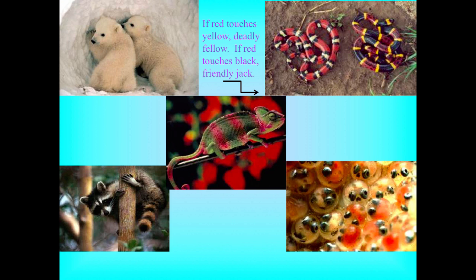So here's a picture of some animal adaptations. Notice how the polar bears, their color is actually clear. A lot of people think that polar bears have white fur. It's actually clear, and what it does is it reflects the color of their surroundings, which makes them white because they live in snow. This doesn't allow them to hide from predators because they are the predator. It allows them to sneak up on prey. Some organisms can develop an adaptation of mimicry, like if red touches yellow, deadly fellow. If red touches black, friendly jack. Some snakes can take on the same colorization of a poisonous snake to stop predators from attacking them.